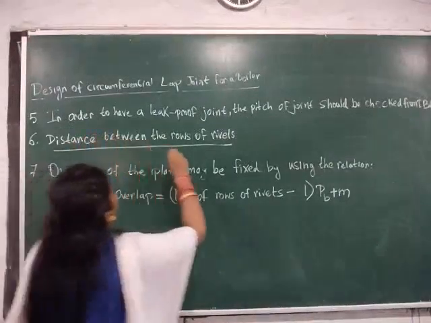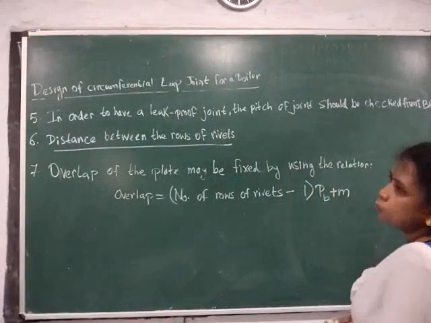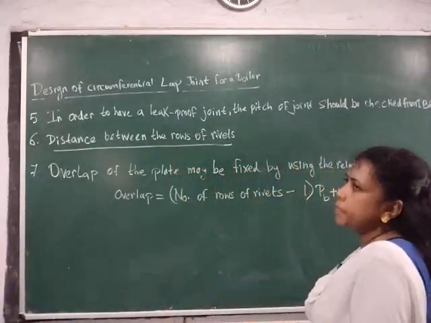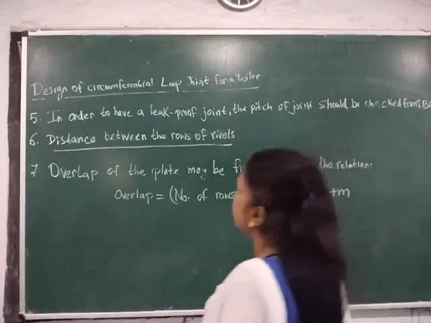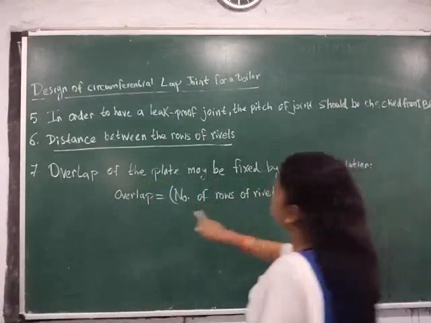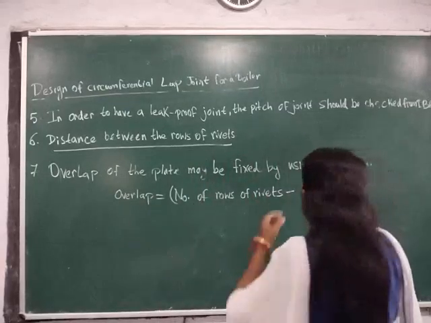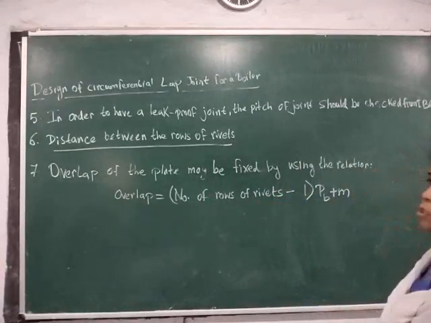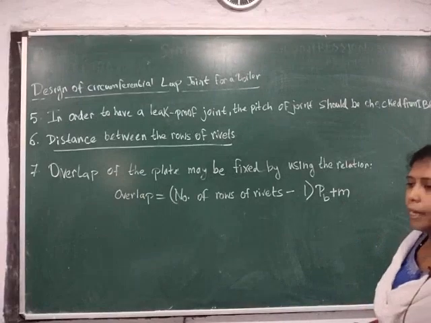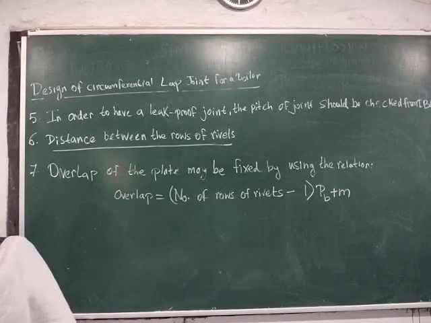Next, in order to have a leak proof joint, the pitch of the joint should be checked according to IBR. The distance between the rows of the rivet is the same as in your previous design of a butt joint. Overlap of plate may be fixed by using the relation: overlap is equal to (number of rows of rivet minus 1) into Pb plus M, where M is the margin and Pb is the back pitch. This is all about the lap joint of a circumferential joint in a boiler.